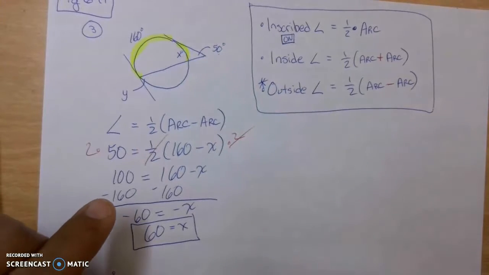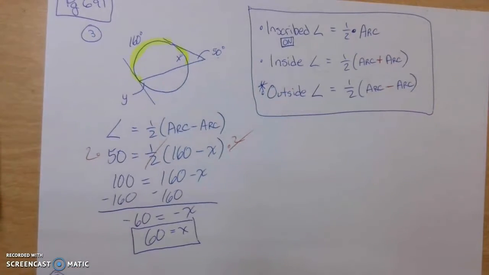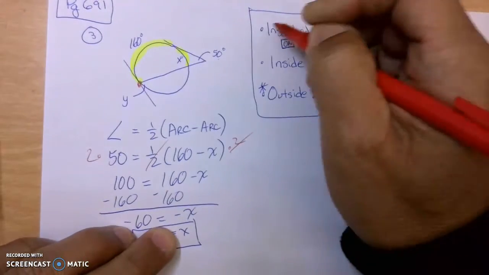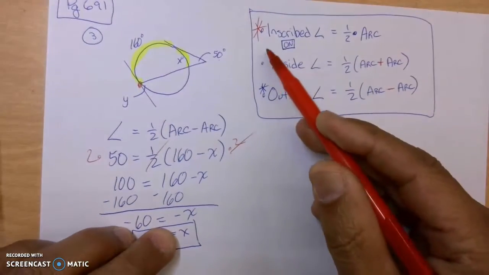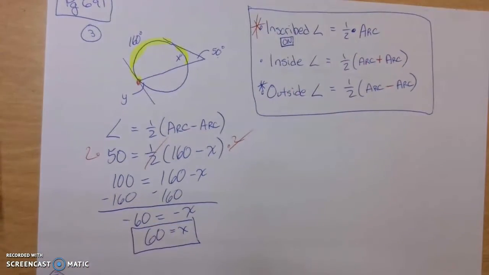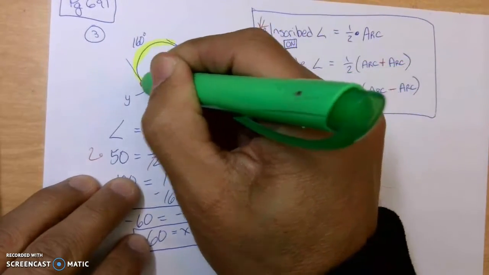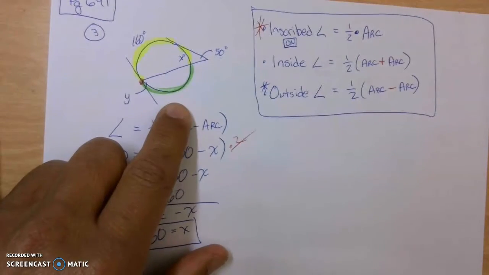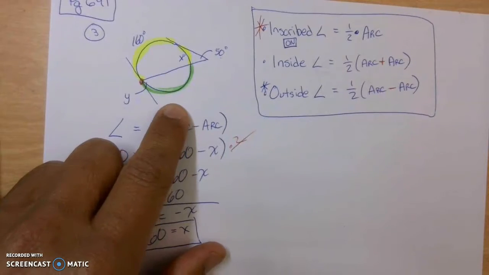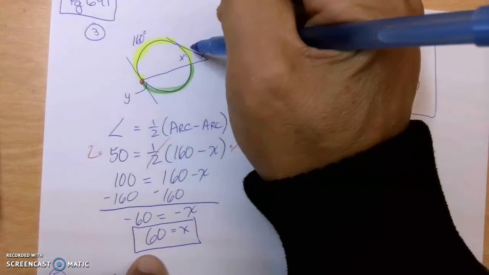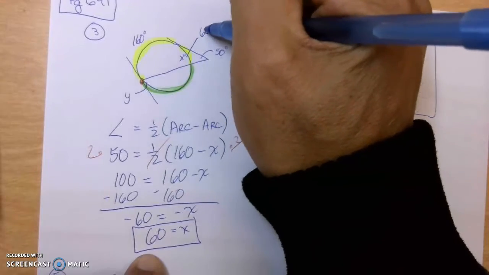Now I'm going to deal with angle Y. Angle Y is literally on the circle, so it's an inscribed angle. So we're going to use this one here. It is half the arc that it hits, and it hits this arc right here. So we've got to figure out what this arc is. The way we do this, we know this is 60 degrees here. This is now a 60-degree arc.